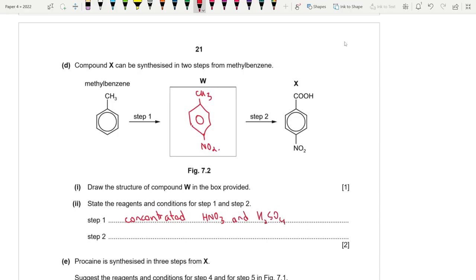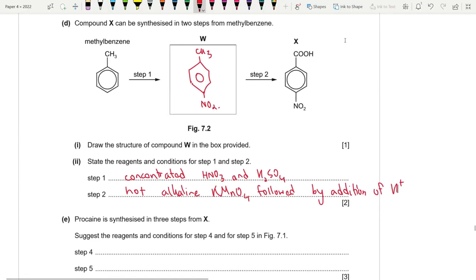And the temperature from 25 to 60 degrees Celsius. They did not mention that for some reason. And for oxidation, we need hot alkaline. Go for alkaline. Alkaline is the latest mark scheme. They used acidified before, but now in the syllabus it's mentioned alkaline. Hot alkaline KMnO4 followed by addition of H plus.